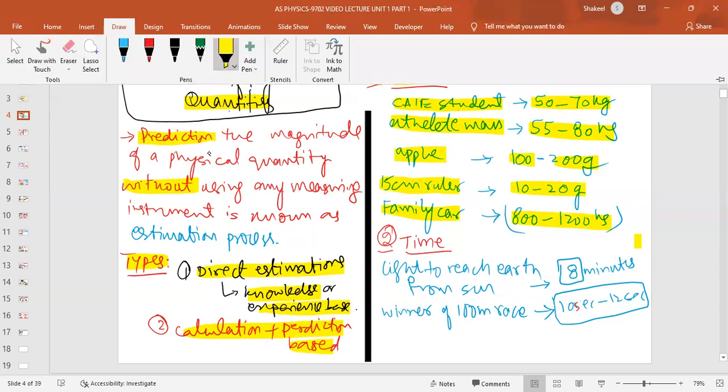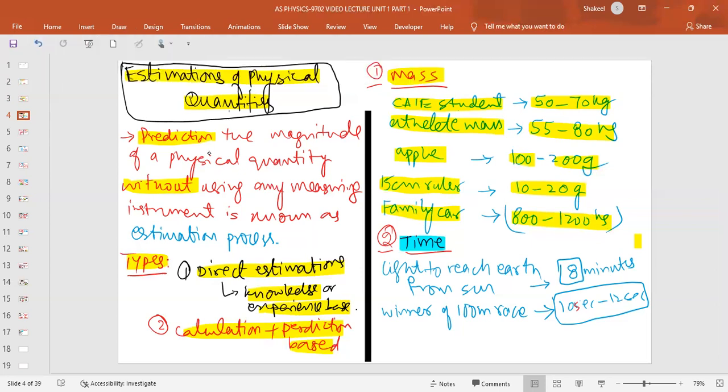The next one is time. Time for light to reach Earth from the sun. I remember once my science teacher in grade 7 or 6, I guess, told me that light takes 8 minutes. The first light ray starting its journey from the sun surface takes almost 8 minutes or 480 seconds, about 500 seconds to reach Earth's surface. So, we can use that time along with the speed of light, which is 3 into 10 to the 8 meter per second, to know the distance between sun and Earth.